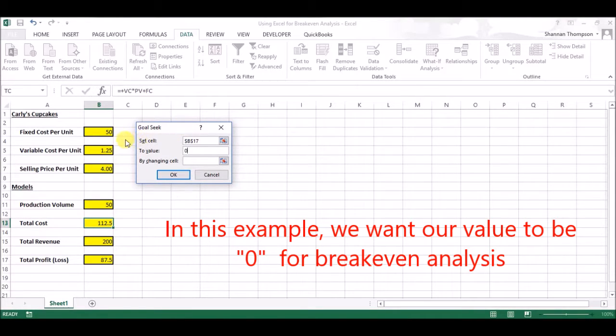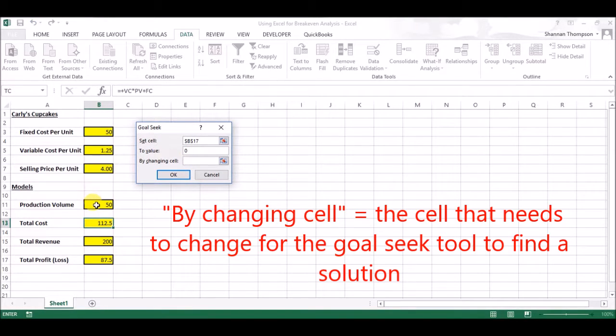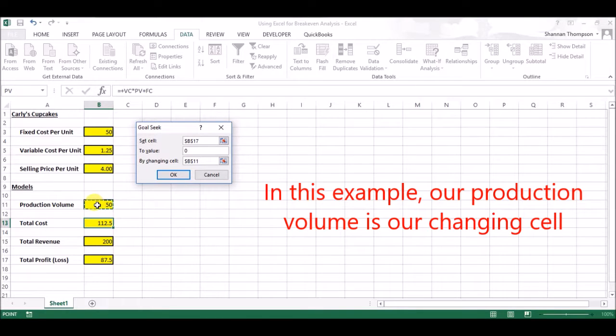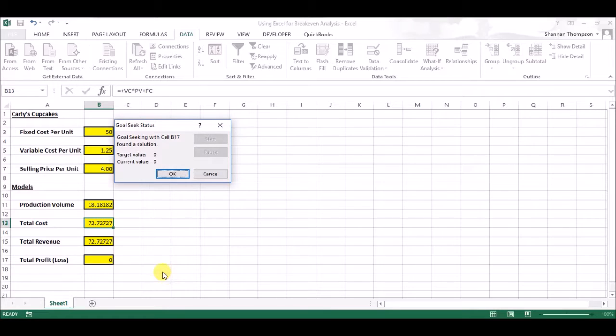Basically, all this is saying is that we want to set this cell at a value of 0, which is what break-even analysis is, setting our net profit to 0 by changing the number of units that we need to produce. Essentially, break-even just means the amount of units we need to produce in order to get a total net profit of 0.